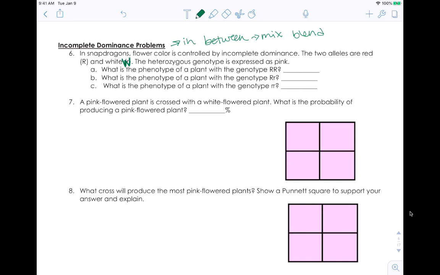So the heterozygous is going to be pink because a blend of white and red is pink. Okay, so the phenotype of a plant with the genotype big R, well, that's going to be red. And what they mean here in the next one is big R, big W, which would be pink. And then if you had WW instead of this jazz, you're going to have white. So that's what it really wants you to know. The whole point of this is that they're both dominant. You would not have a recessive looking letter. That's all kinds of jacked up.